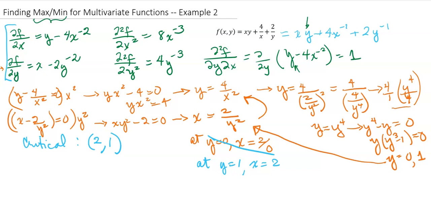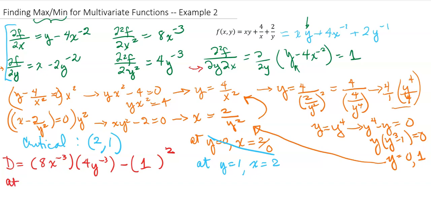Now we want to use our D criteria in order to classify this as a max, min, saddle point, or not enough information. Now we will use D in order to classify this critical point as a maximum, minimum, saddle point, or not enough information. Writing down what D is equal to, we use our second partials. So it's 8x to the minus 3 times 4y to the minus 3 minus this last second partial, minus 1 squared.